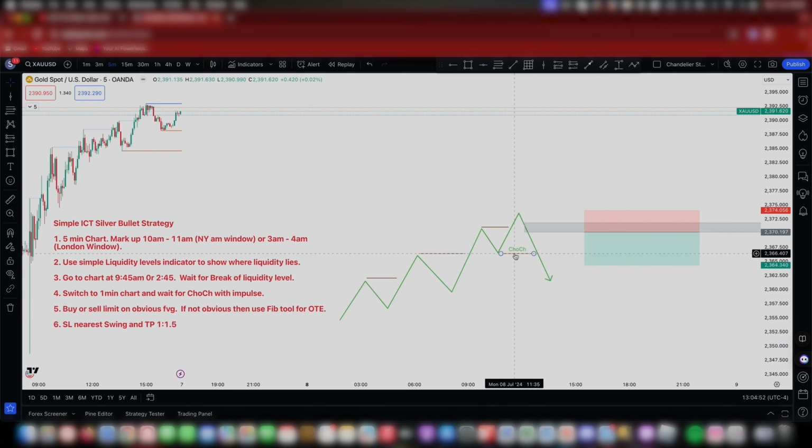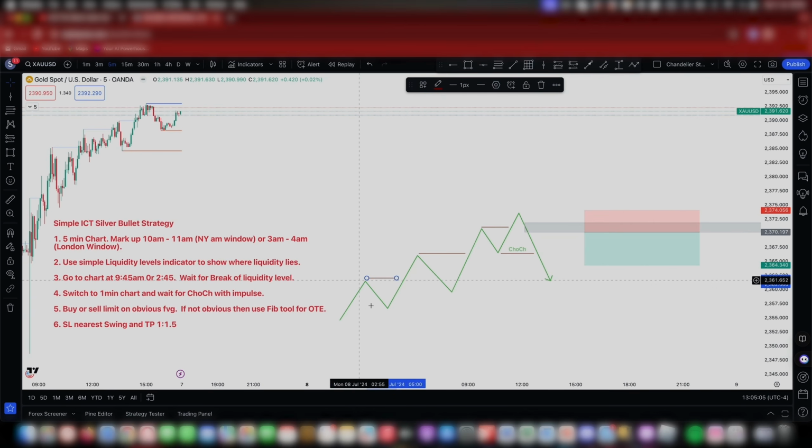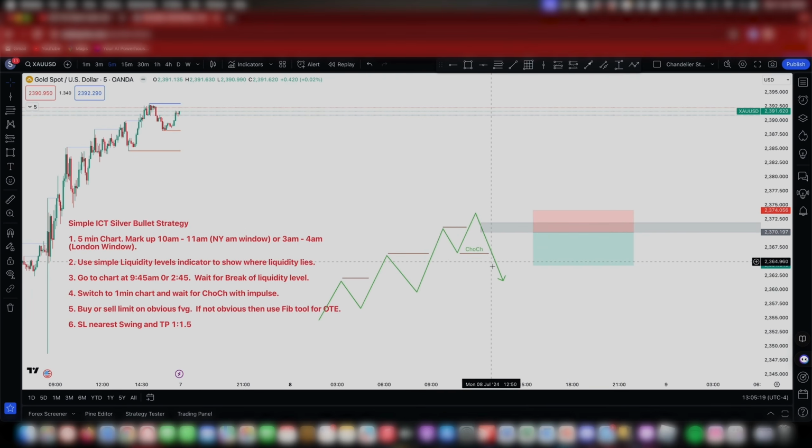So a change of character is essentially a break of structure. But your normal break of structure is when your structure is broken in the same direction that price is currently moving. That is a break of structure. You can see this is a break of structure. In this uptrend, price breaks this high, so that's a break of structure. It continues to break, it's a break of structure. Now at this point, you get a break of structure again, but in the opposite direction.